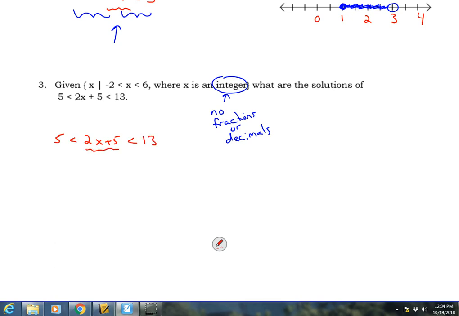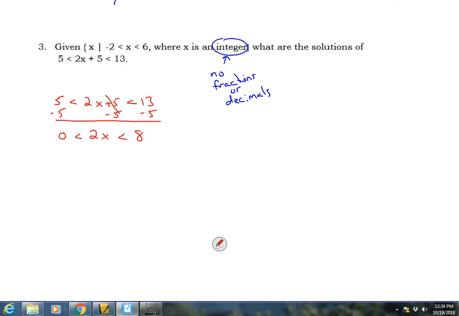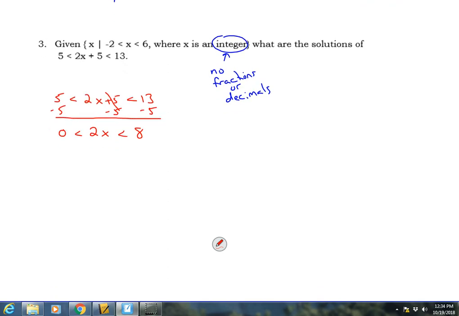Now again, we're going to focus on the variable. And when I'm solving equations, I get rid of the addition or subtraction first. So I'm going to subtract 5 first. But remember, I'm going to subtract it from all of the sides. So in 3 places, I'm going to subtract. 5 minus 5 is 0, is less than 2x, is less than 8. Now the x is not by itself. It still is multiplied by 2. So I'm going to divide everybody by 2 to get rid of the 2. 0 divided by 2 is 0, less than x, less than 4.